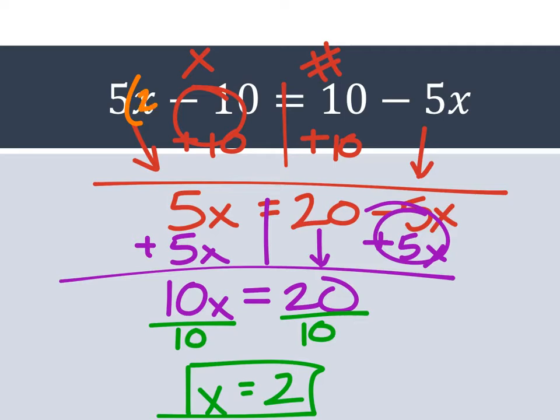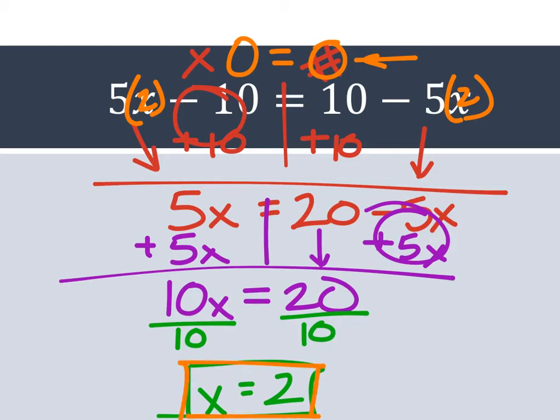Let's just double check by plugging it back into the equation. 5 times 2 is 10 minus 10, that's 0 on the left side. 10 minus 5 times 2 is 10. 10 minus 10 is 0. 0 does equal 0. Now notice this is when we're checking that we get 0 equals 0. That's going to be important to remember. And that confirms that our answer actually is 2. It made the original equation a true statement.